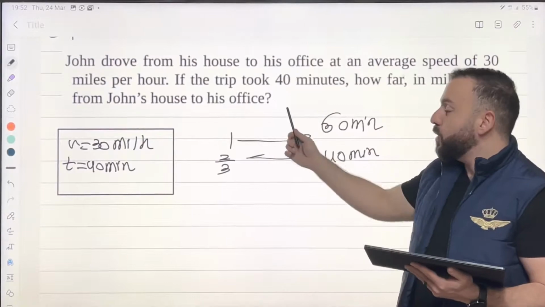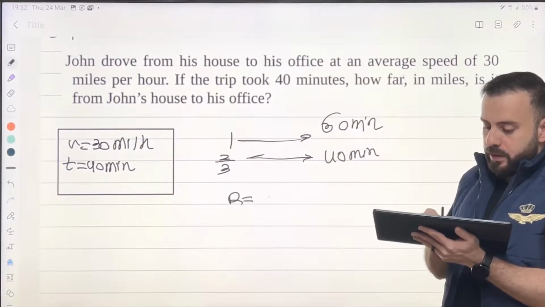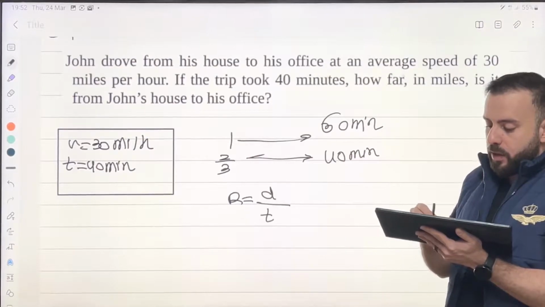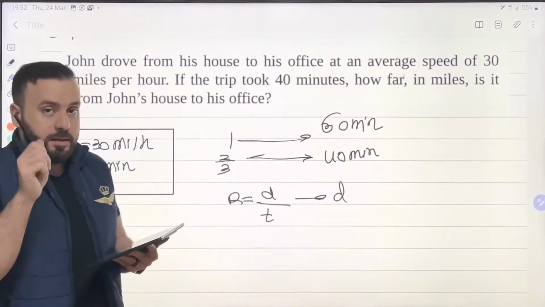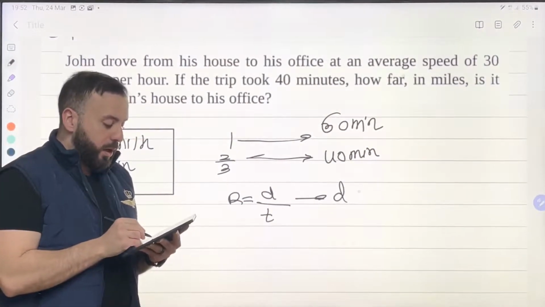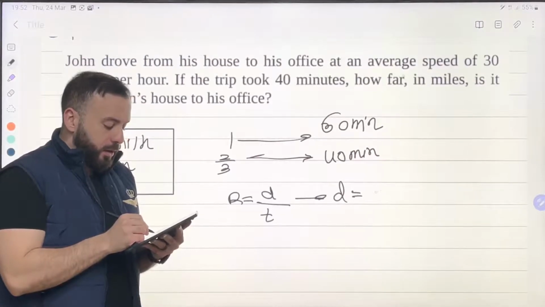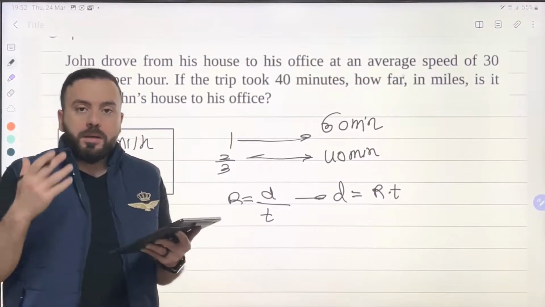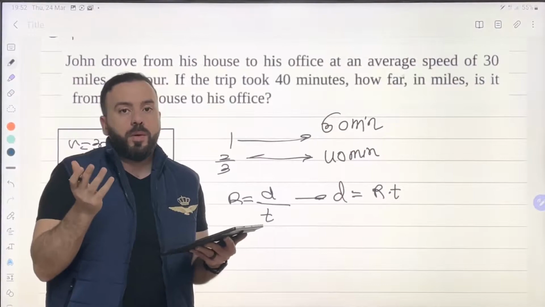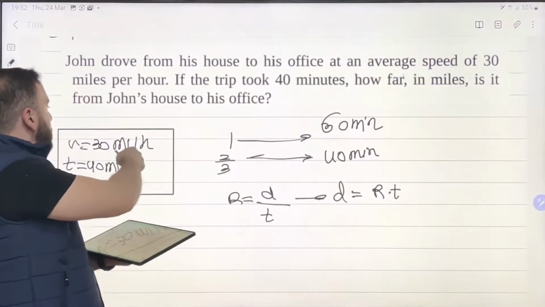Now, if I want to calculate the distance, remember, always the rate is equal to distance over time. So if I want to calculate the distance, it's going to be rate times time; velocity times time, speed times time, all will work with you. So it's going to be rate times time. So what's the rate that we have?